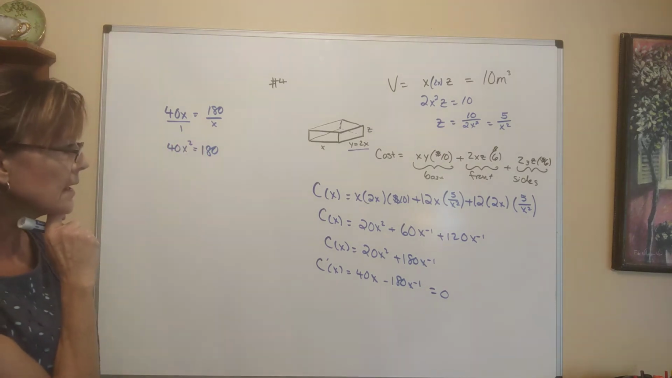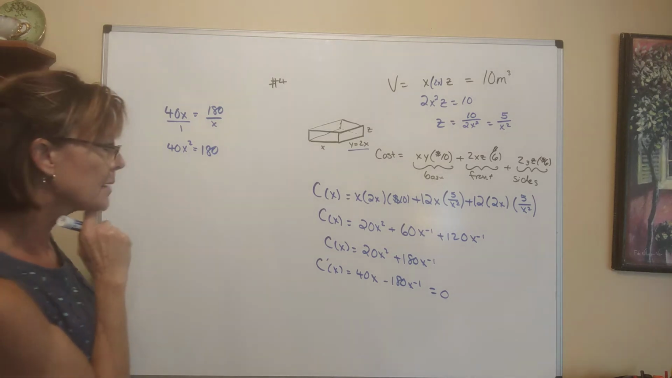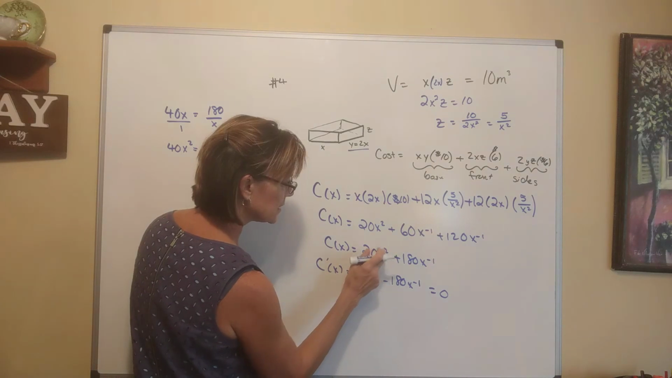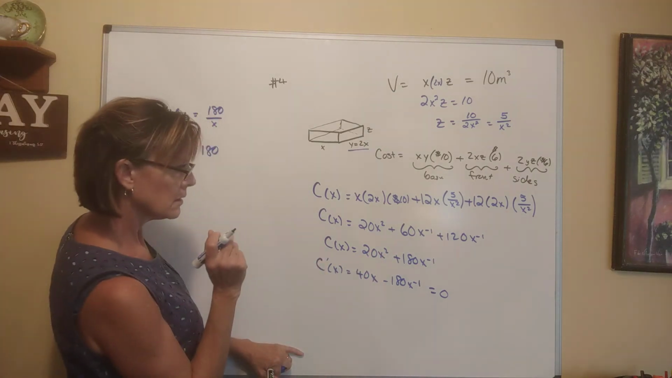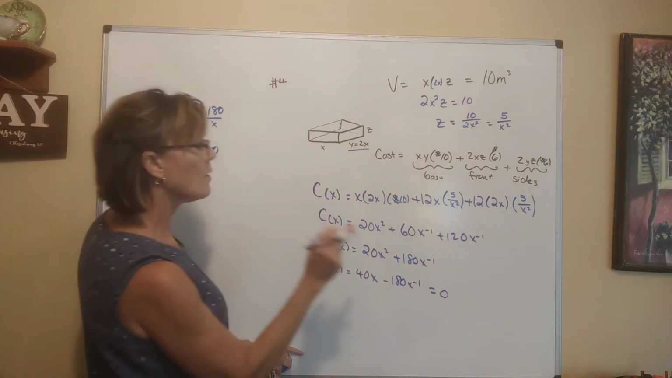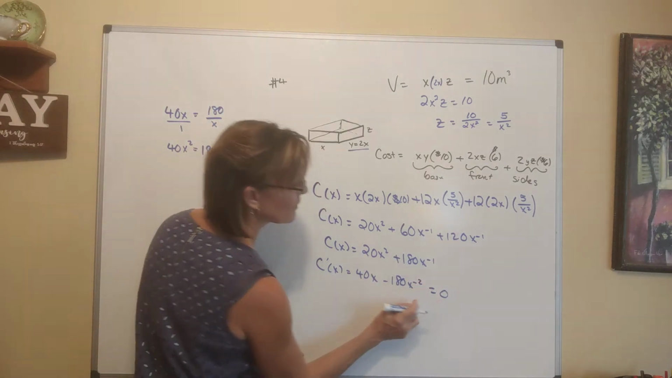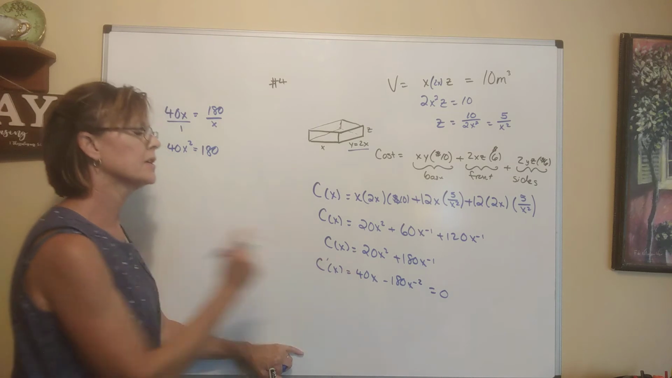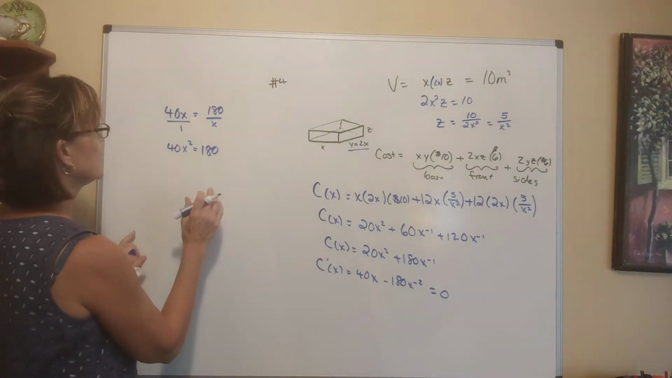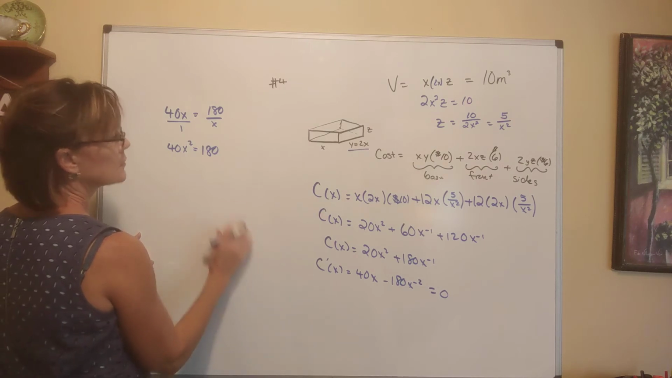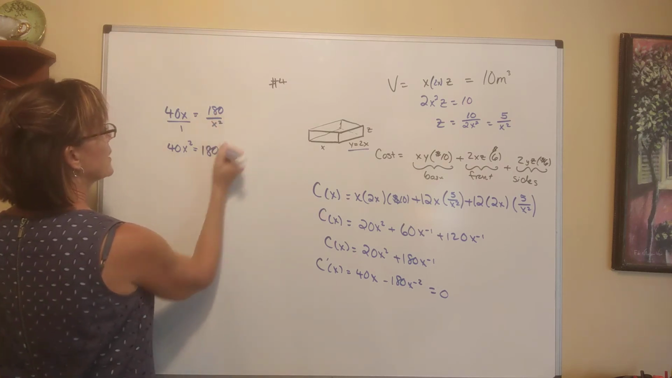So let me see. Yep, I could feel it. I made a little mistake. So let me correct this. What is not okay? Oh, this is not okay. Negative 180 x to the negative 2. That is a mistake. So let me fix that. What is up with all these mistakes? Okay. So I get 40x is equal to 180 over x squared.